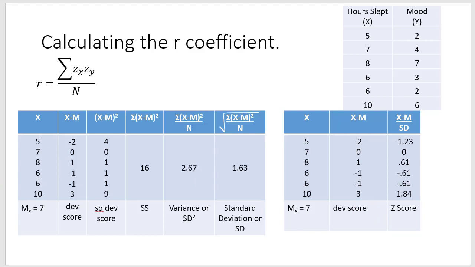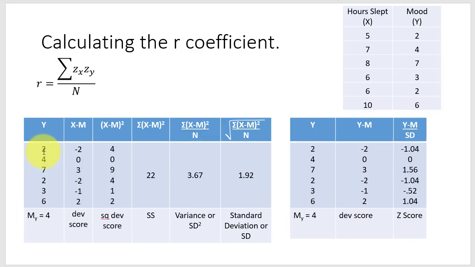We do the same thing for our mood. We take the mood that everybody had. We find the mean mood, which was 4. We find our deviation scores. We square them. We add them together, divide them by n to get the variance, and take the square root of that to get the standard deviation.